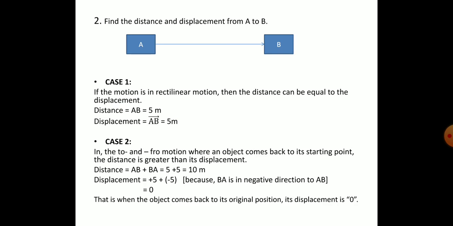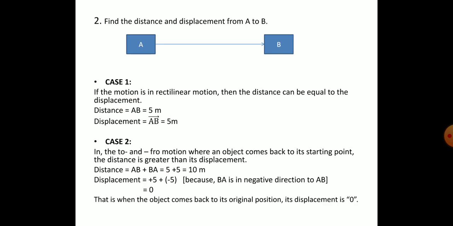What will be the distance? From A to B it is 5, then again from B to A it will be 5. So this is 5 plus 5, which is equal to 10. This is like your two-way journey. You start from your home, you go to school, then from the school you have to come back to home.